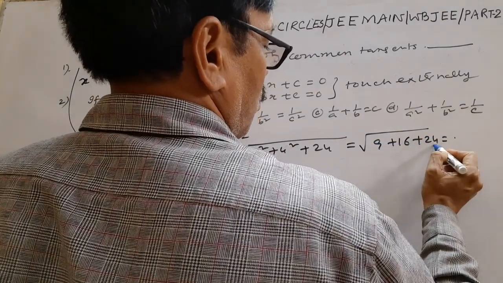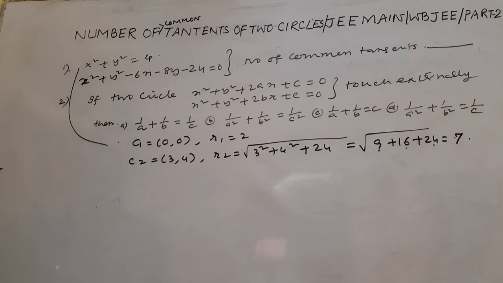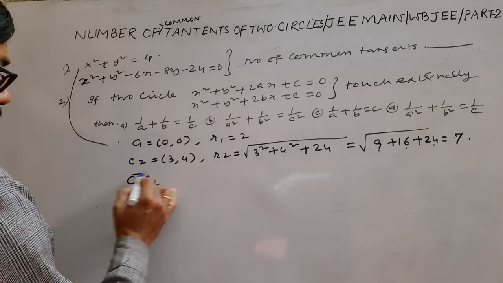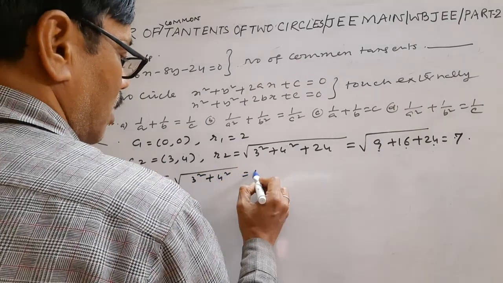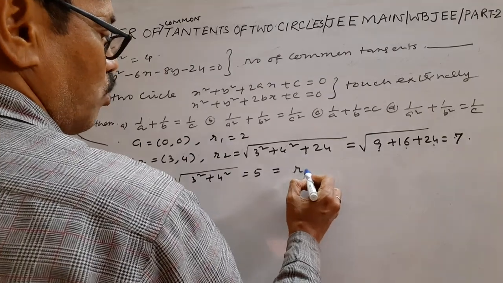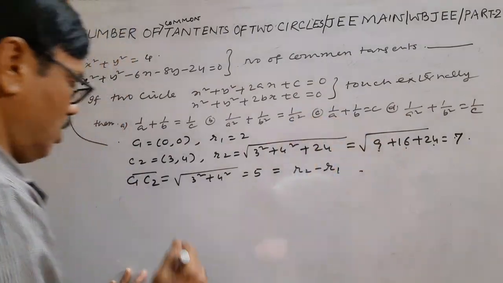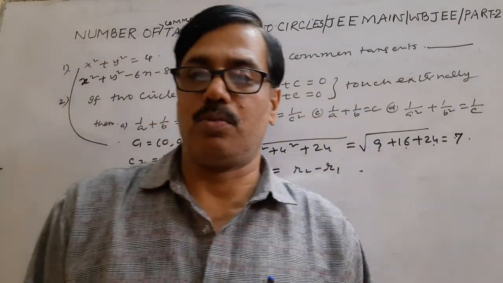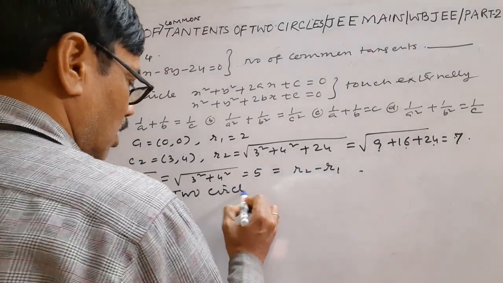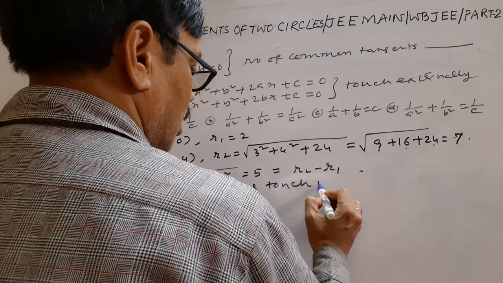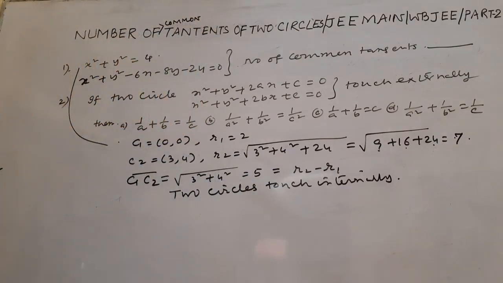So root 49, this is 7. So what is C1C2? C1C2 is root of 3 square plus 4 square, which equals 5, and R2 minus R1 is 5. So C1C2 equals R2 minus R1. So the two circles touch internally.